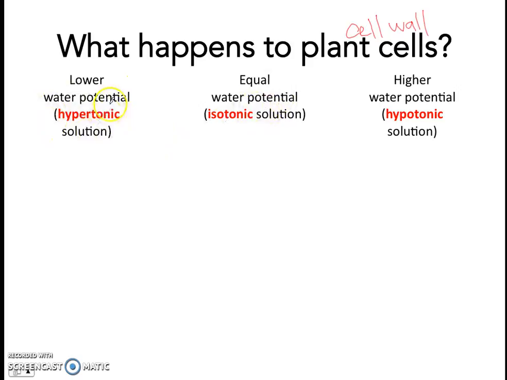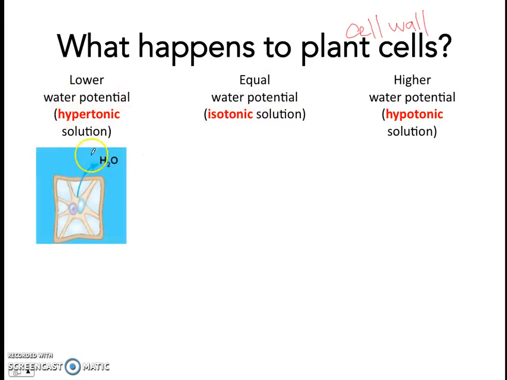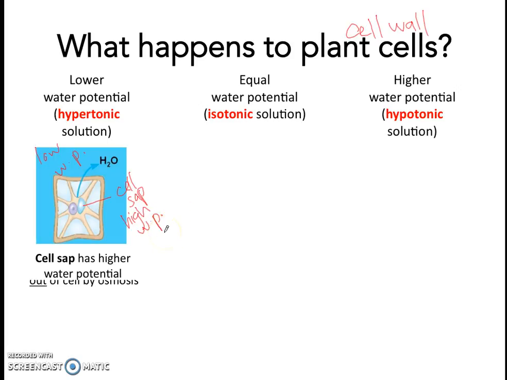So let's start again with putting a plant cell into a hypertonic solution, which means that the water potential outside is lower compared to the water potential of the cell sap. The cell sap, remember, is the fluid found inside the central vacuole. This has a higher water potential. What happens? Which direction does water move? Water molecules move out of the cell sap by osmosis.